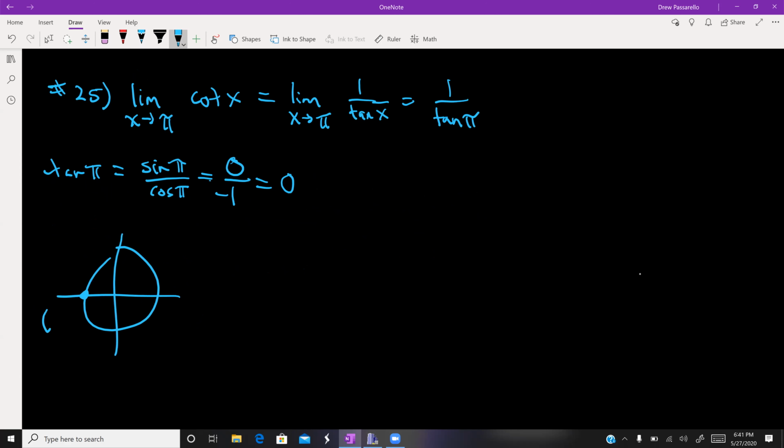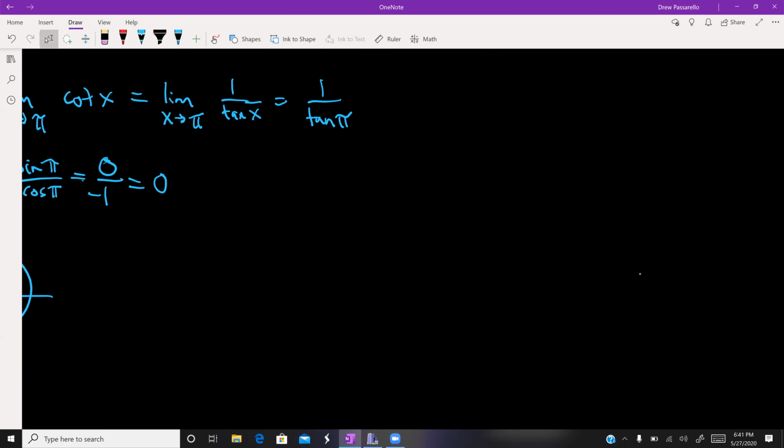All right, so unit circle. You have the point -1, 0 at pi, cosine is the x coordinate, sine is the y coordinate. So it's 0 over -1, and 0 divided by any number is 0, except if I were to divide by 0. So really this is 1 divided by 0, which we can't do.